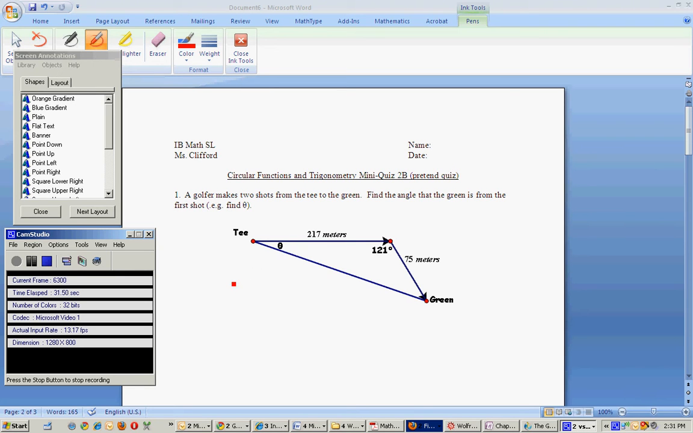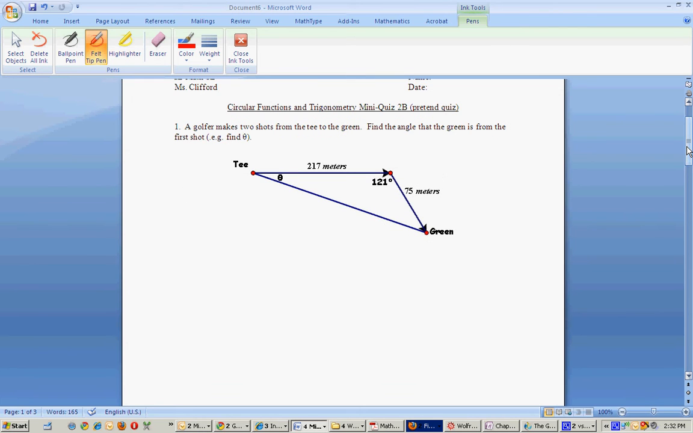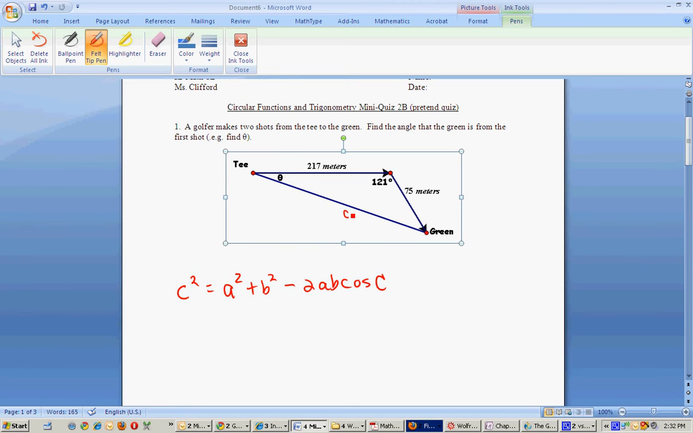It is not a right triangle, so the law of sines and the law of cosines should come to mind. For the law of sines, we would need to have a side length directly across from a given angle, and we don't have that. So unfortunately for us, we need to use the slightly more tedious law of cosines. That law is that c squared equals a squared plus b squared minus 2ab cosine c, where we're going to consider this little side here to be c.